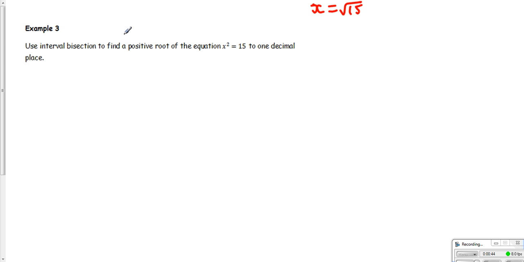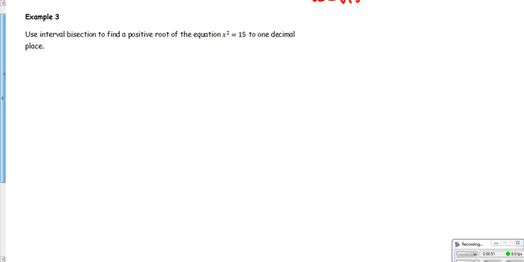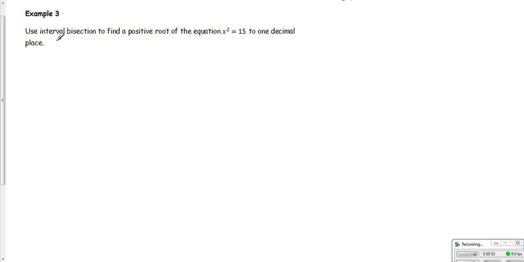So we're going to use interval bisection to find the square root of 15 to one decimal place, and we're after the positive root, so we don't need to worry about the negative one. Now, the first thing we have to do is make sure that the equation is rearranged to be in the format equals 0. So the function that we're going to work with is going to be x squared minus 15, because I'm rearranging x squared minus 15 equals 0. It's got to be in the format equal to 0 because we're looking for roots. We're looking for where the function has a value of 0.